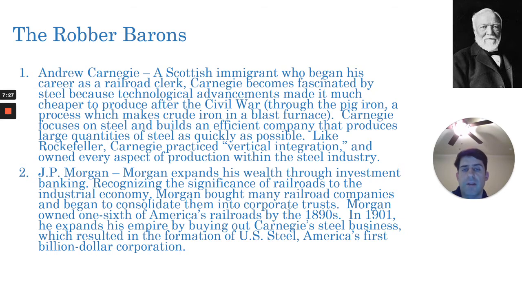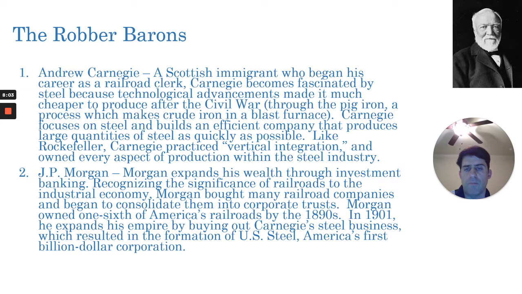One of the other primary robber barons of this time period, John Pierpont Morgan, J.P. Morgan. Morgan, unlike his counterparts in steel, Andrew Carnegie, and oil, John D. Rockefeller, was born into a wealthy family. He was born into a banking family, grew up in a wealthy family, whereas Carnegie and Rockefeller were self-made men.